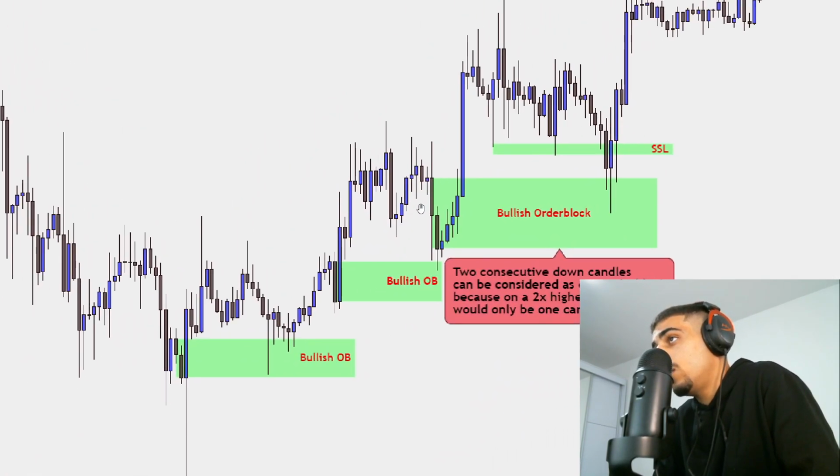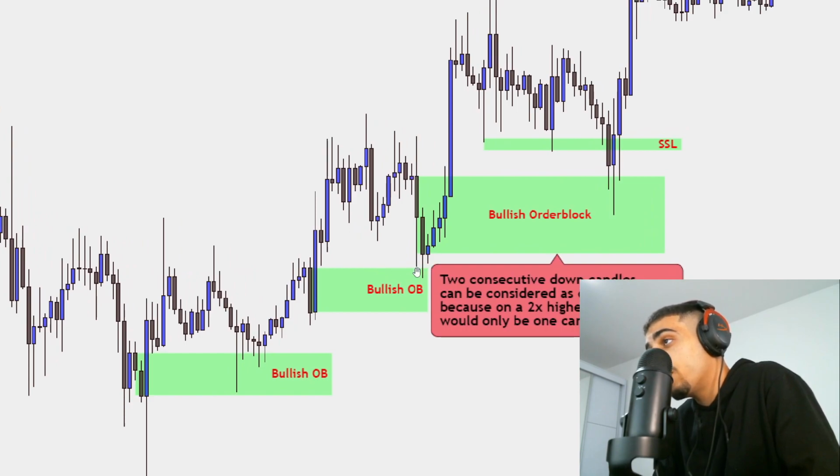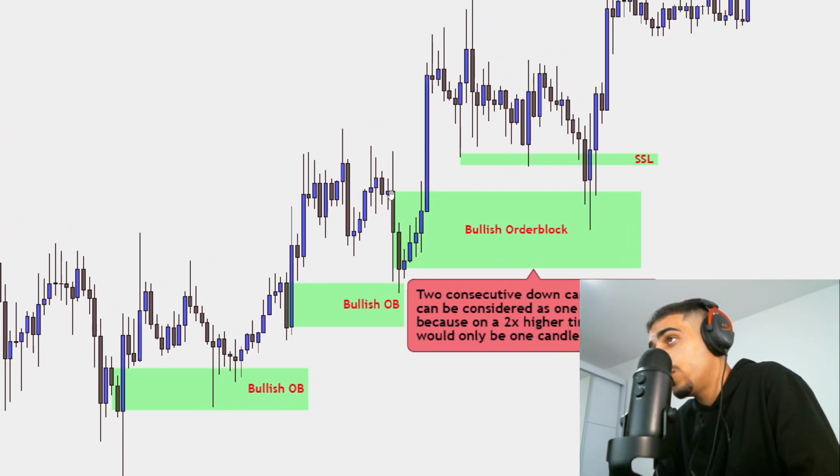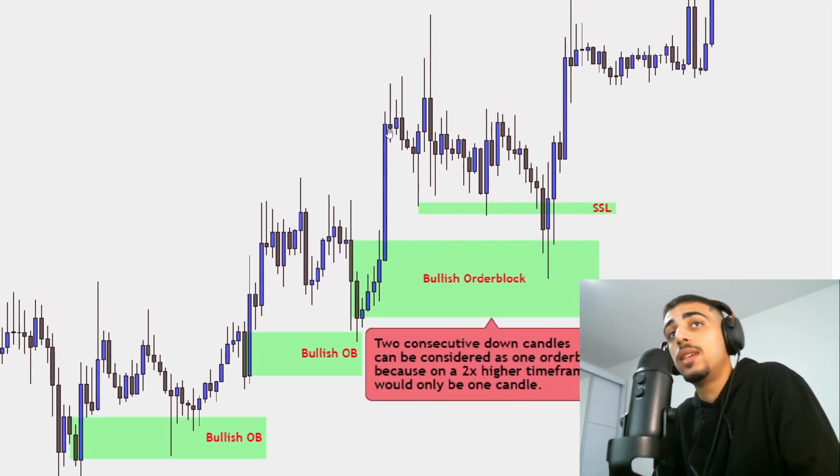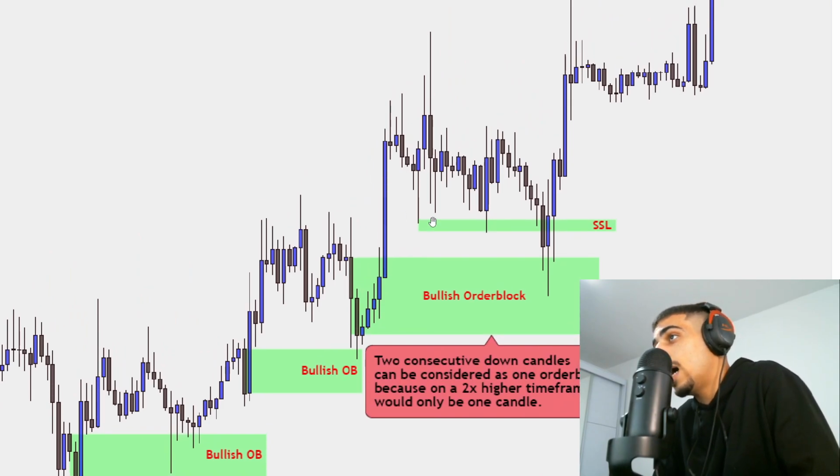Now you have this order block that manipulated the liquidity of all of these lows, moved away from this order block. It's two consecutive down candles, so I marked it as one order block, and it's an impulsive move, and in the direction it moved, we see fair value gaps. Now, what do we see?